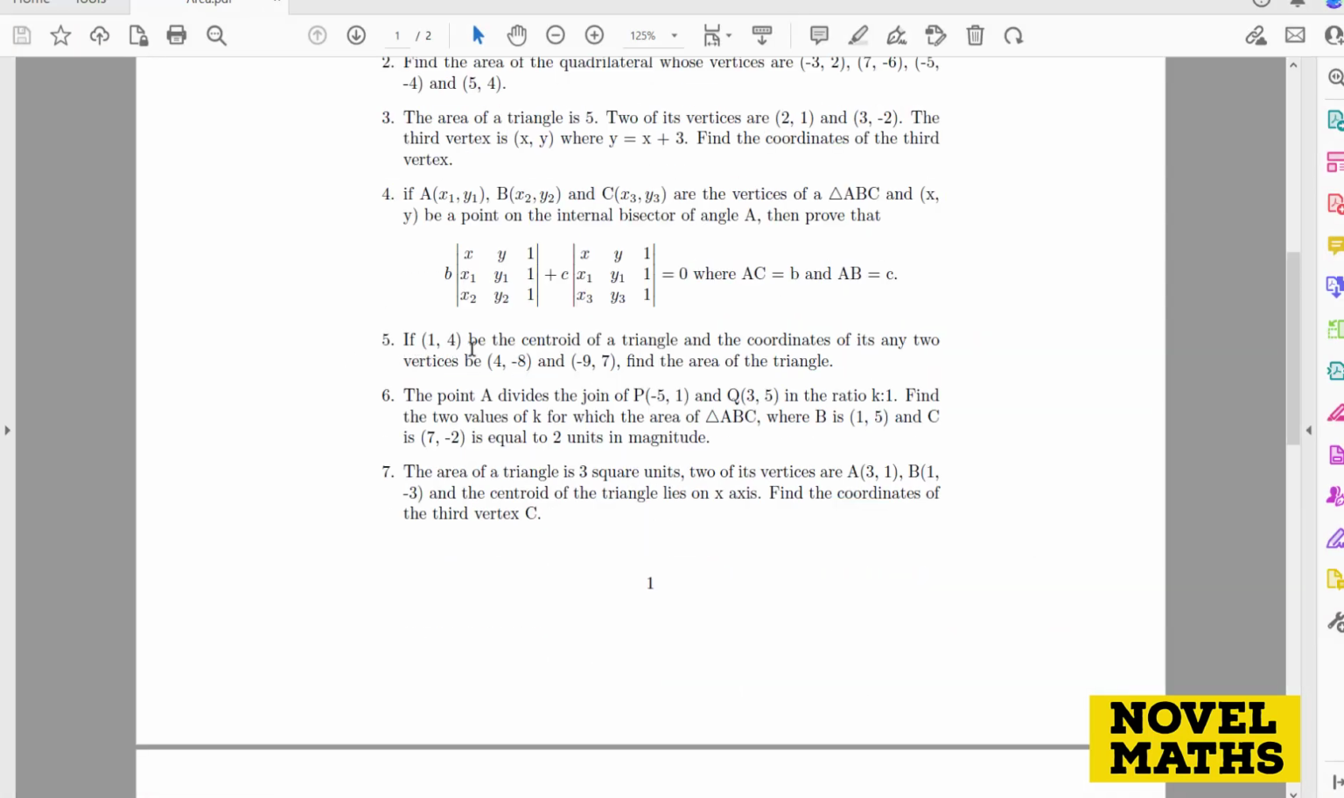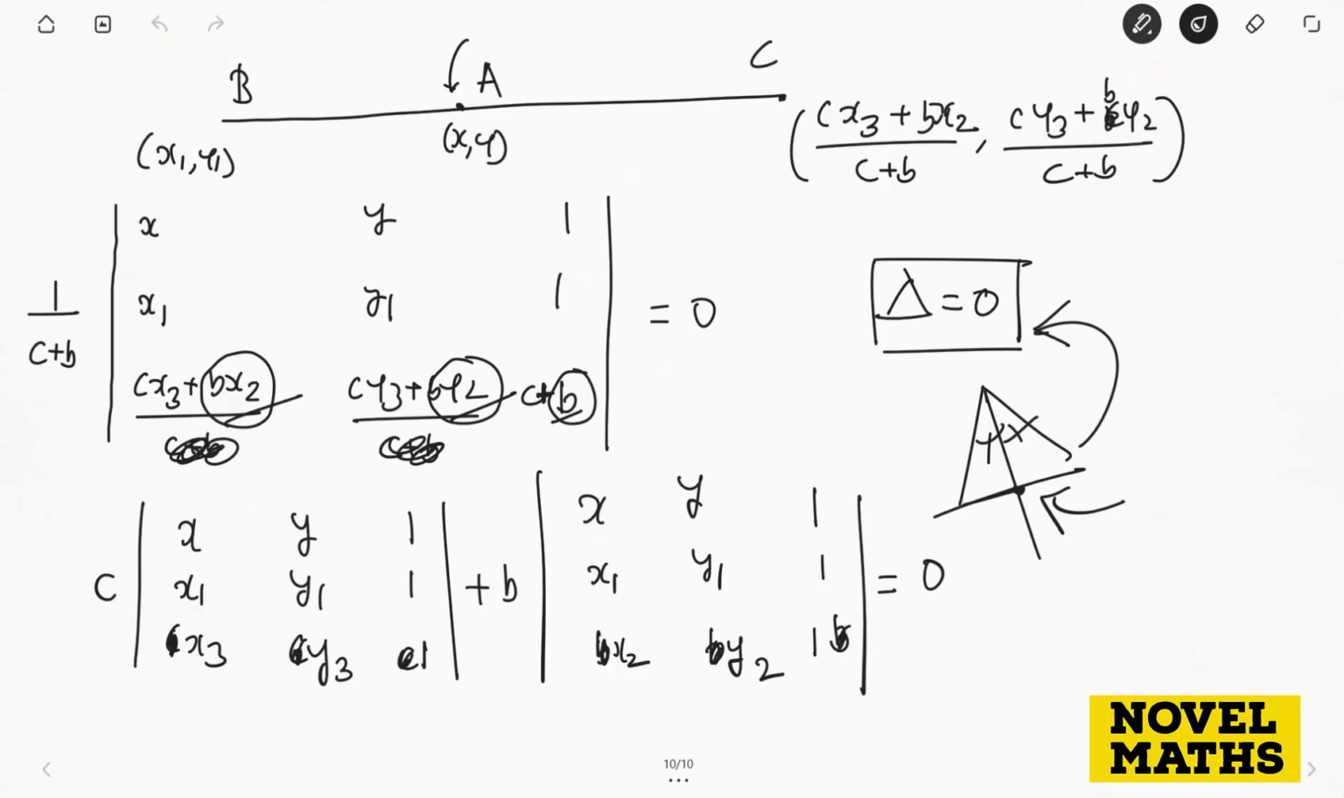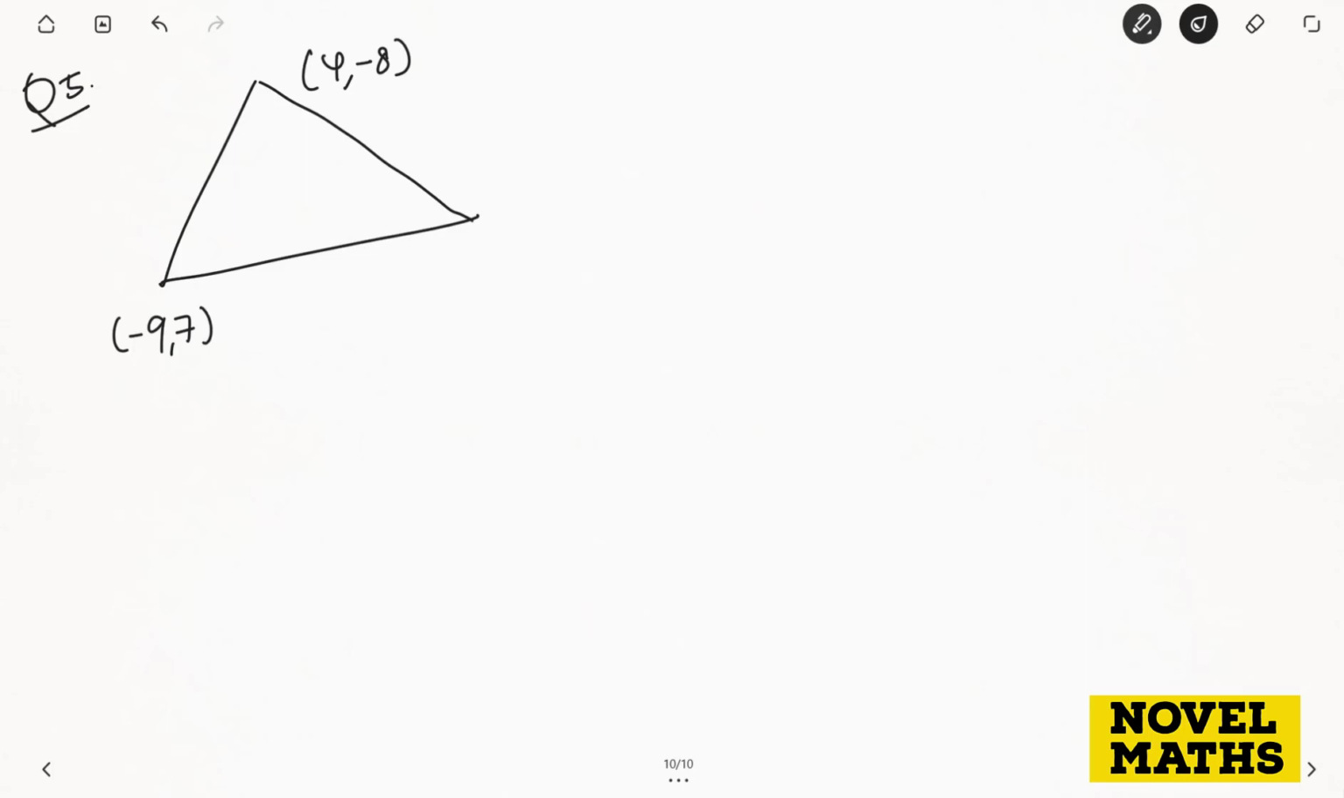Question 5. If 1, 4 is the centroid of a triangle and the coordinates of any 2 points, other 2 points are given, 4, -8 and -9, 7, find the area of triangle. Two points are already given. What are those points? 4, -8, -9, 7, and this we don't know, right? x, y, and the centroid is given.